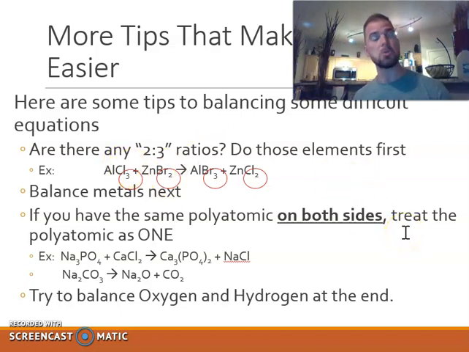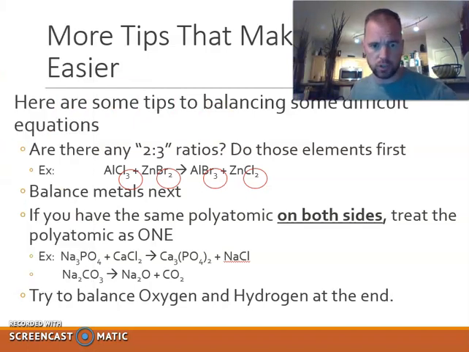So I always ask students, okay, when you have a 2-3 ratio, what's the least common multiple of 2 and 3? And the answer is 6, right? So I'd say, okay, what coefficient would I put in front right here to make my chlorines equal 6? And the answer would be 2. I would put a 2 there, and I'll actually do that right now just so I can show that as an example.